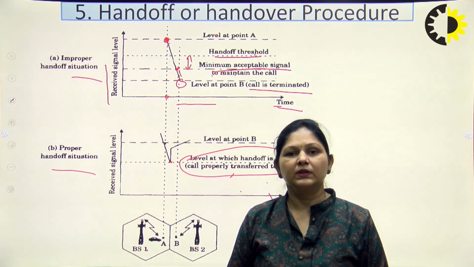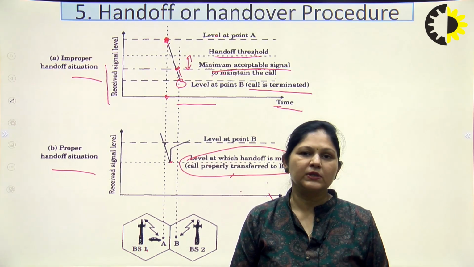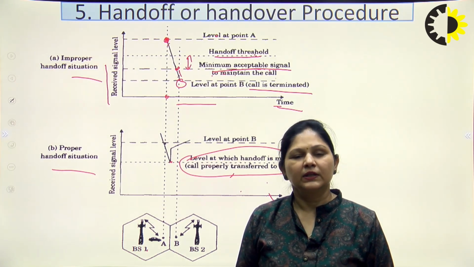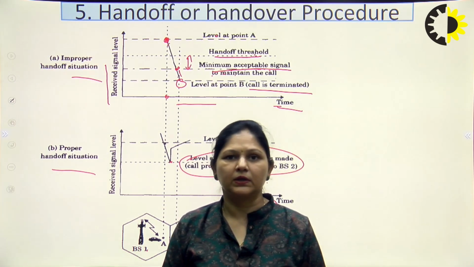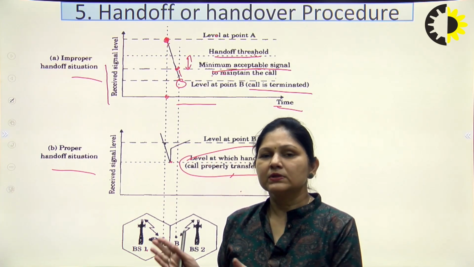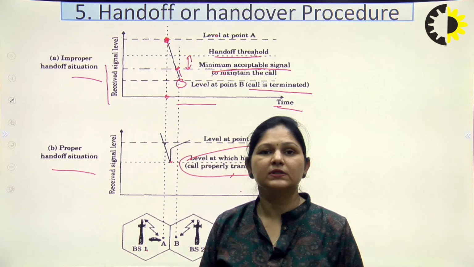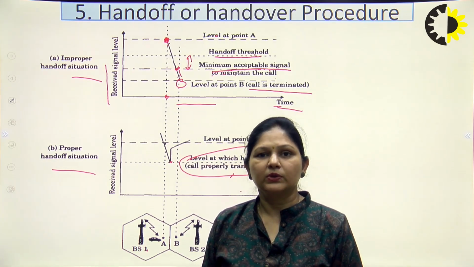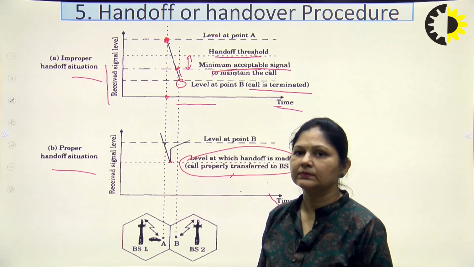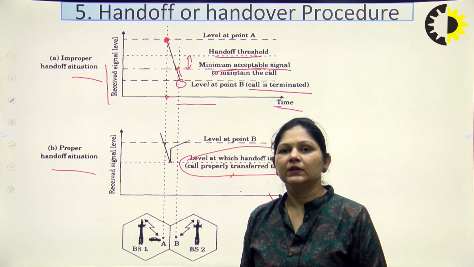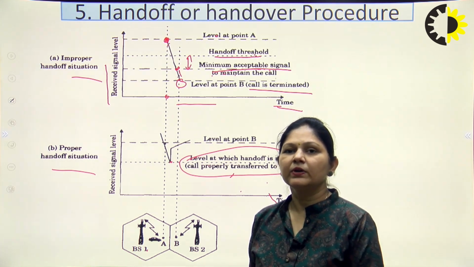Whenever a call is in progress and the user is moving from one cell to another, handoff has to occur. So we discussed this. The threshold level is there, and then the minimum voice quality level is there. We discussed these things. The rest of the topics we will be discussing in our next lecture.